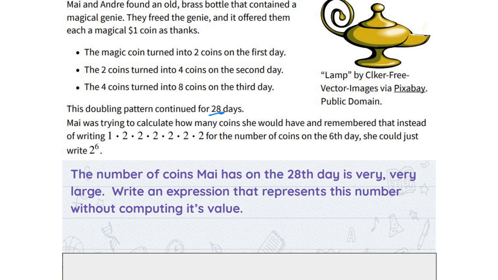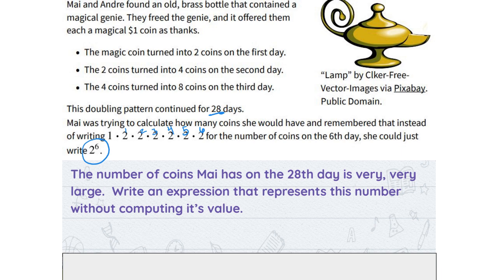And remember that instead of writing 1 times 2 times 2 times 2 times 2 times 2 times 2 for the number of coins on the 6th day, she could just write 2 to the 6th. There are 6 2's here, so instead of writing it all out, that's the same thing as 2 to the 6th power. Because what number do I see? 2. How many times do I see it? 6. So the number of coins May has on the 28th day is very, very large. Write the expression that represents the number without computing its value.